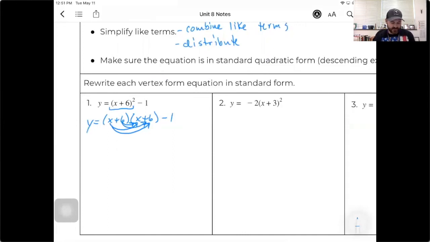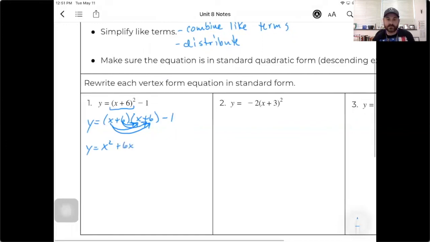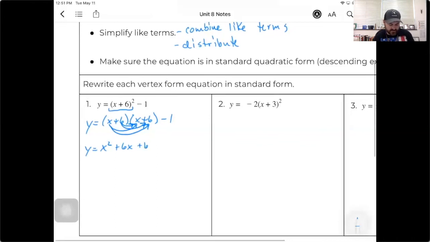So first, when we do x times x, that's x squared. Then that x in the very front times the 6 at the very end is a positive 6x. Then the inside 6 times the inside x is another positive 6x. So I add those together. And then lastly, we have the last 6 times the first 6, and 6 times 6 is 36. And then we still have our -1 we have to write down. Then we just combine like terms.